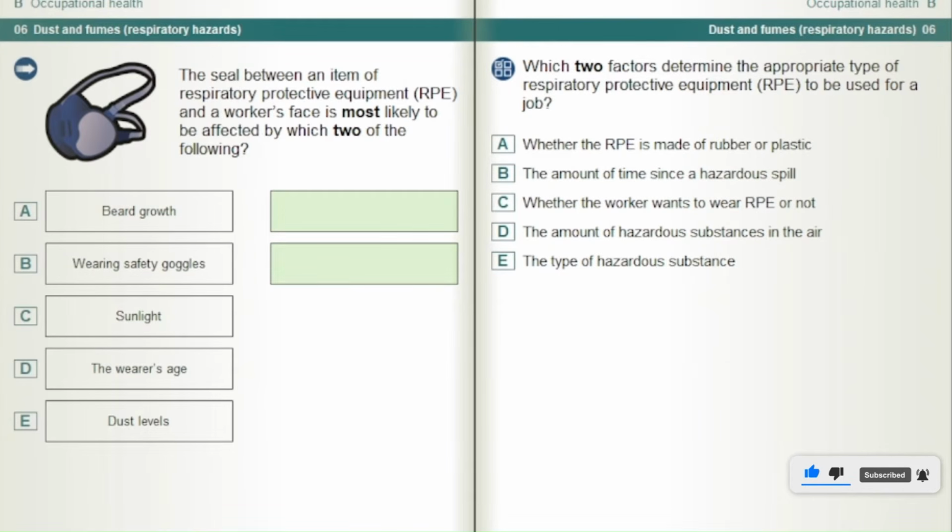The seal between an item of respiratory protective equipment, RPE, and a worker's face is most likely to be affected by which two of the following? Beard growth, wearing safety goggles, sunlight, the wearer's age, dust levels.